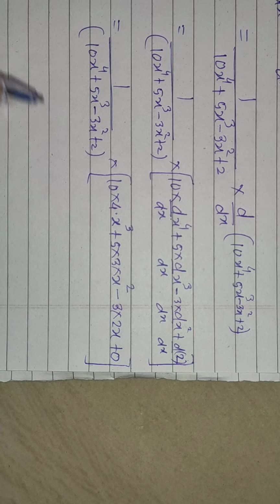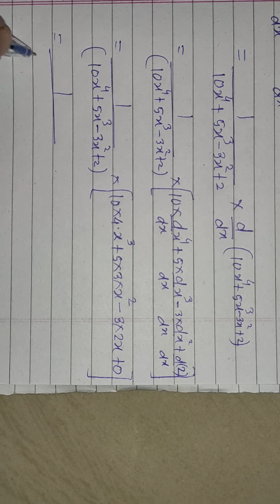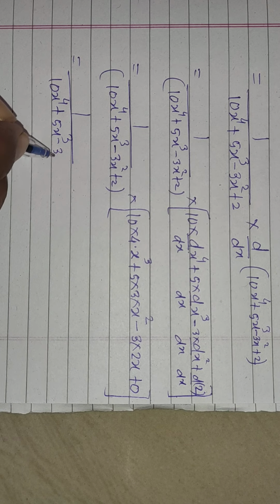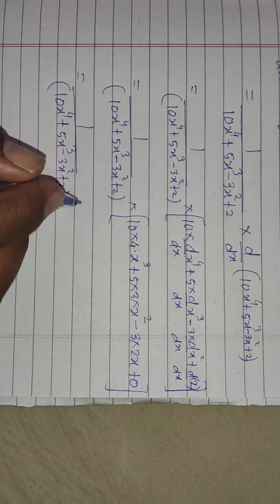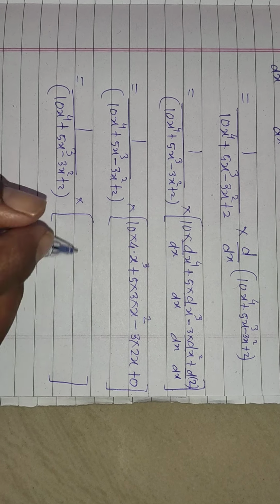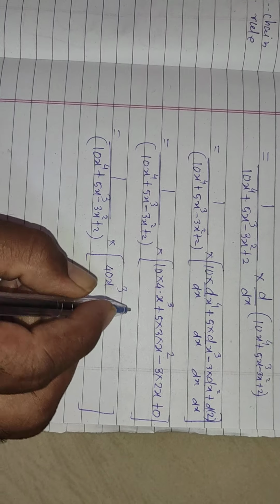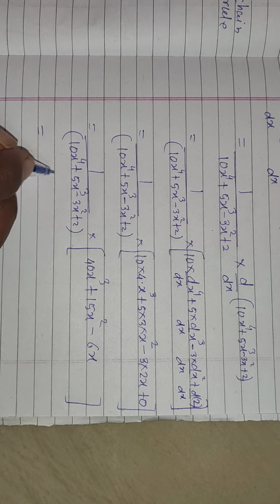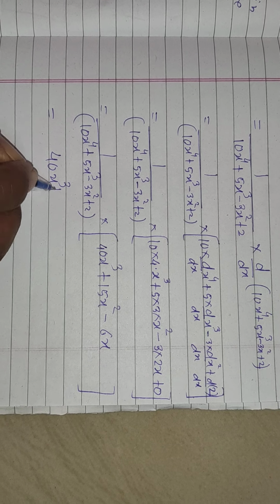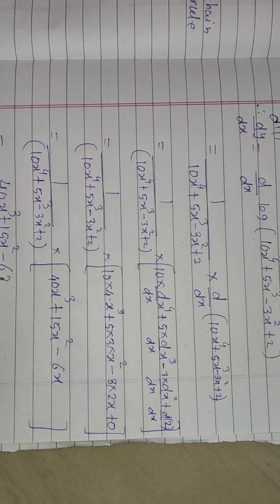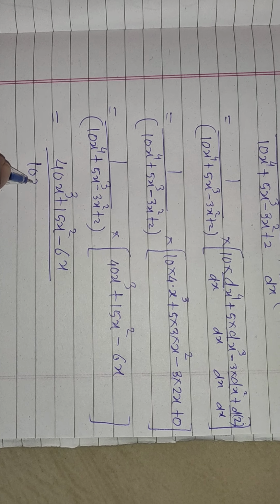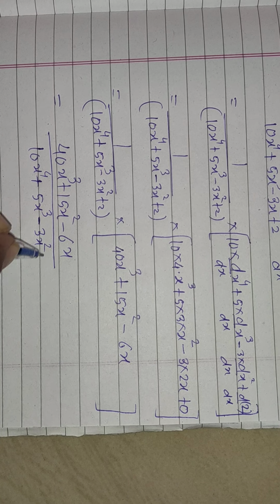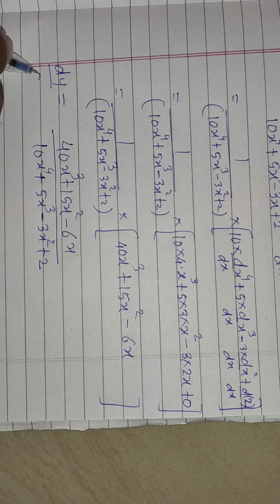plus the derivative of the constant, which is 0. So it is equal to 1 upon 10x raised to 4 plus 5x cube minus 3x square plus 2, multiplied by 40x cube plus 15x square minus 6x. Now the final answer is 40x cube plus 15x square minus 6x upon 10x raised to 4 plus 5x cube minus 3x square plus 2. This is the final answer.